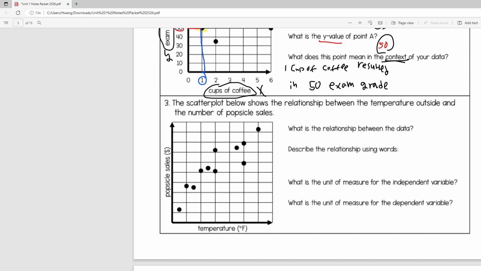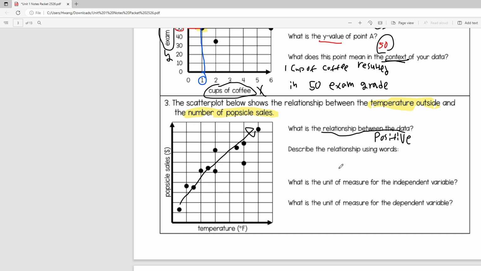The scatter plot below shows the relationship between the temperature outside and the number of popsicle sales. And it's asking you, what is the relationship between this data? If you look at the data, it is increasing, therefore it is positive.